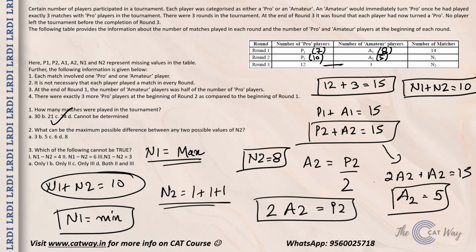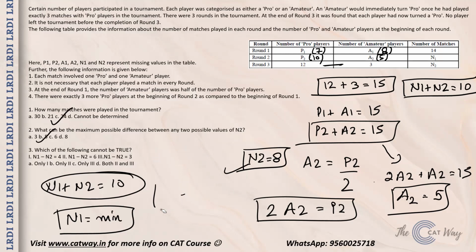So that means the minimum value of n2 that we can have is 3. The maximum value of n2 is 8, the minimum value is 3. So the maximum possible difference between them could be 5. So option number B will be the right answer. Okay, chalo ab aa jao.